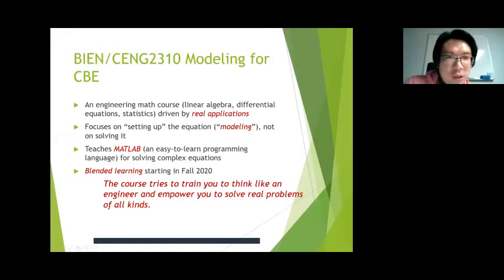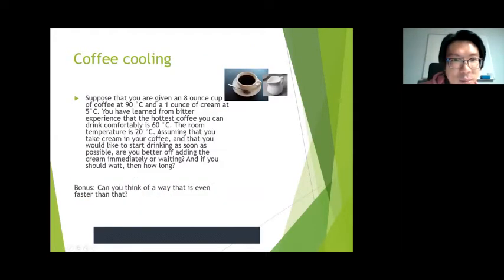So this is actually what engineers do, right? This is a core skill of engineers. The course is intended to give you the toolkit to become an engineer of all kinds. Basically, not just chemical and biological problems, but all kinds of problems. I have a few examples, I'll just go through quickly. These are the kinds of problems that you get.